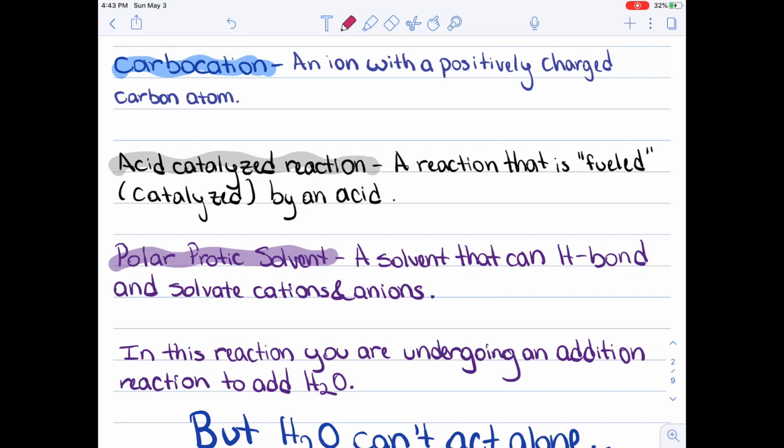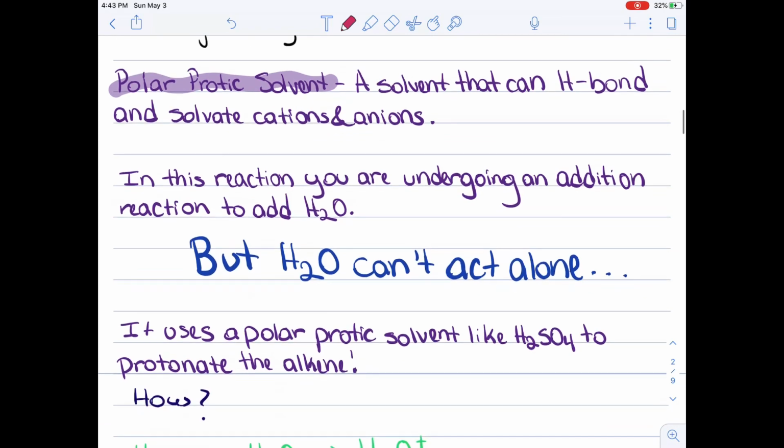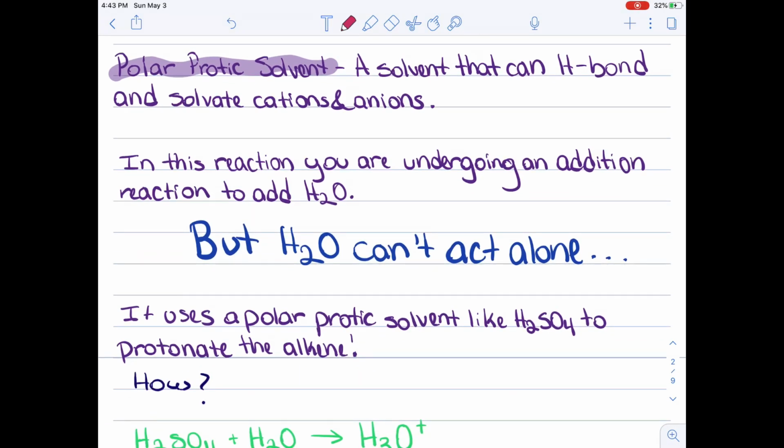Carbocations. Those are your ions with positively charged carbon atoms. An acid catalyzed reaction, that's a reaction that is fueled by an acid. Polar protic solvent, a solvent that can hydrogen bond and solvate cations and anions.